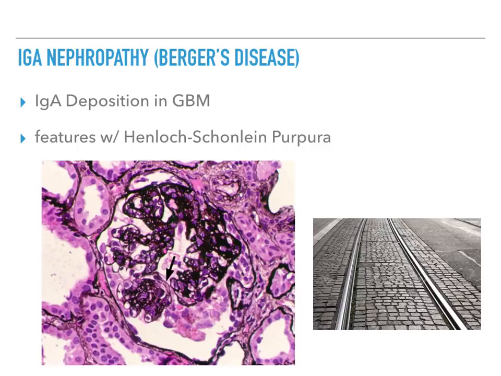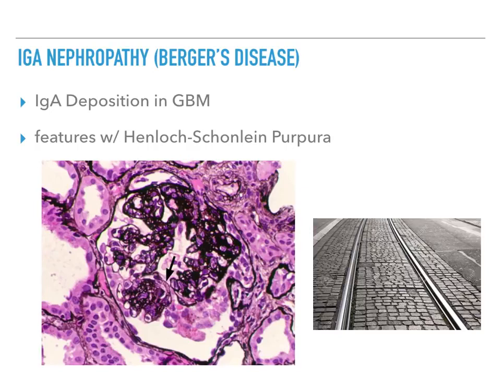What we're going to end on, I think this is our last pathology here. I could be wrong. We're going to do IgA nephropathy, also known as Berger's disease. This name will tell you exactly what you need to know. There's IgA deposition in the glomerular basement membrane. It also shares features with another disease called Henoch-Schönlein purpura. You need to know that this is IgA nephropathy. Please excuse that I put the tram track pictures on this slide. I did not mean to do that.